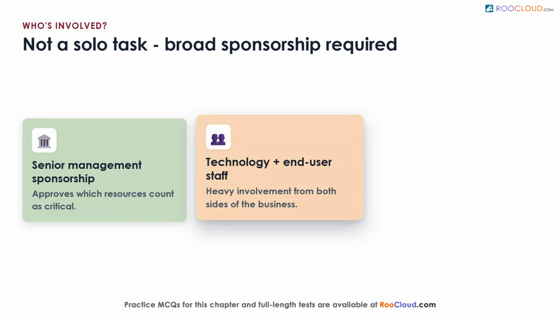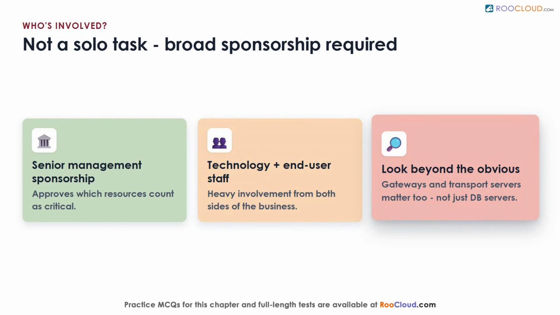One more rule keeps you honest. Look beyond the obvious resources. It is easy to list the visible database servers, but gateways and transport servers matter too. Gather those from the teams that own the critical work.